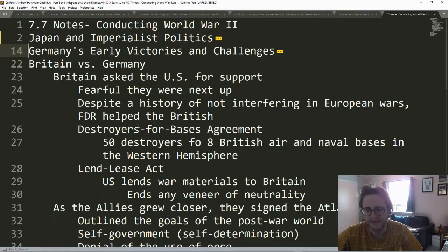So the British asked the United States for support, mostly because the British were very fearful that they were next up on the chopping block for Germany, which was correct. And despite a history of Americans not interfering in European wars, FDR decides to help the British out in two different actions. The Destroyers for Bases Agreement, where the Americans sent 50 American destroyers to the British in exchange for the lease on 8 naval bases in the Western Hemisphere for America, from the British.